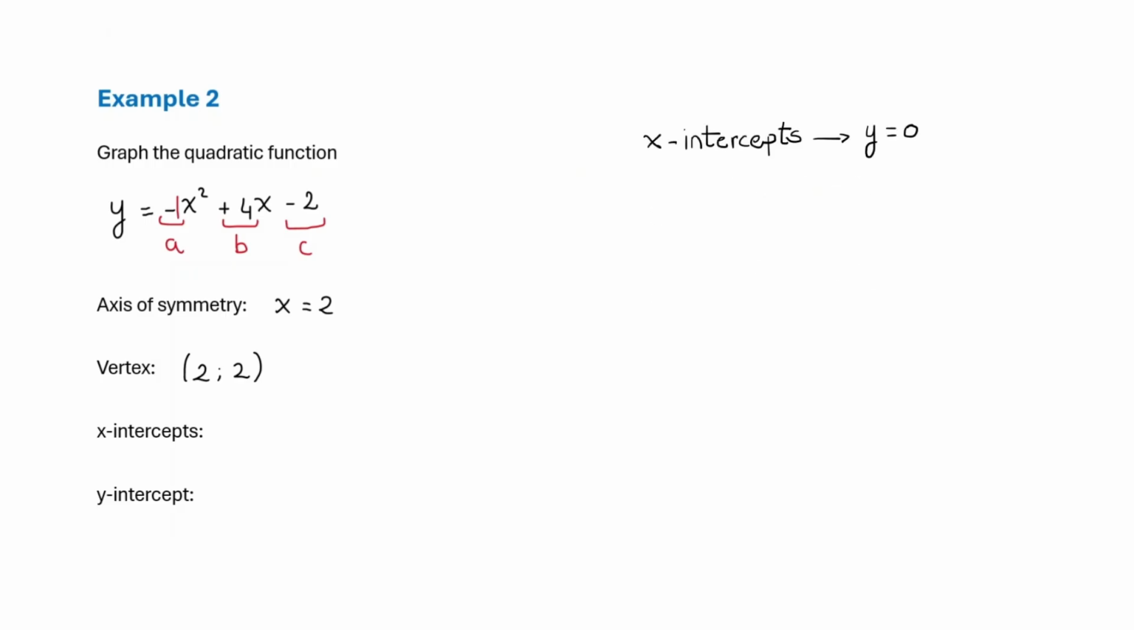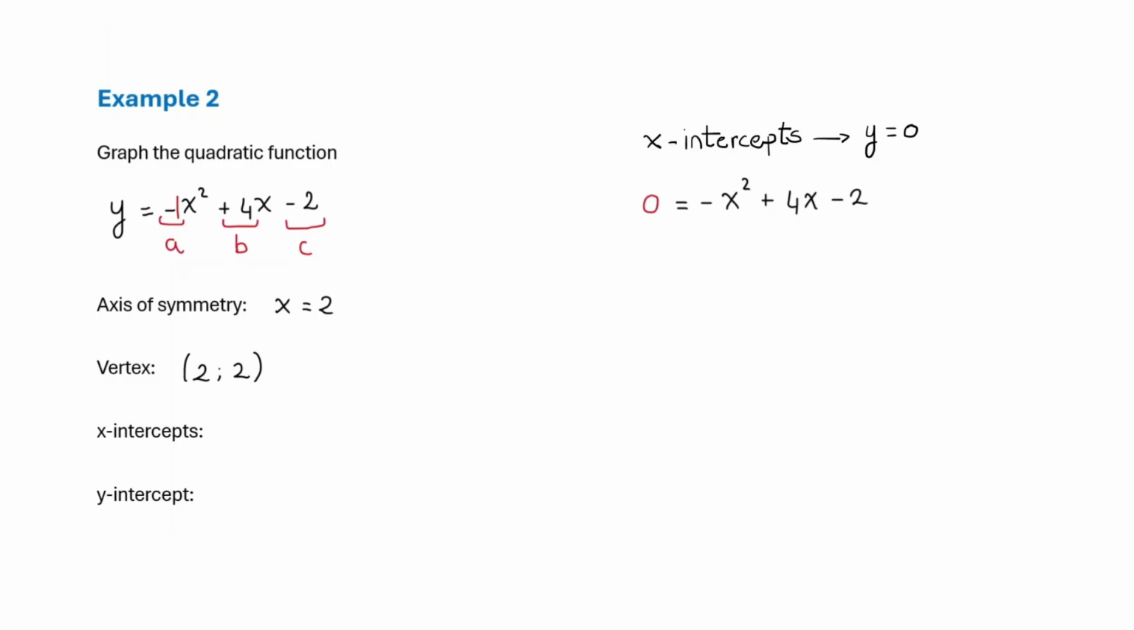The next step is to find the x-intercepts. To do this, we set y equal to 0. 0 equals -x squared plus 4x minus 2. We then use the quadratic formula to solve this equation. Since a is negative in this example, let's pay close attention to the signs as we substitute the values.